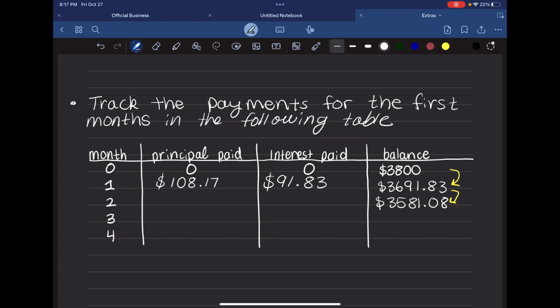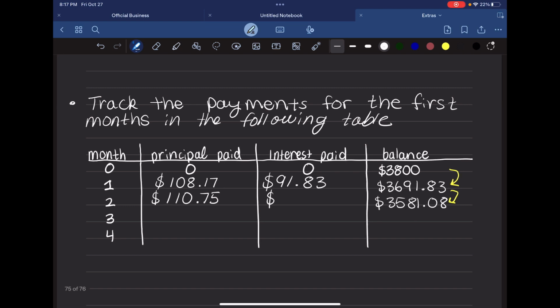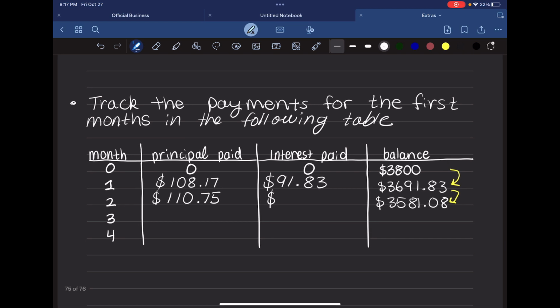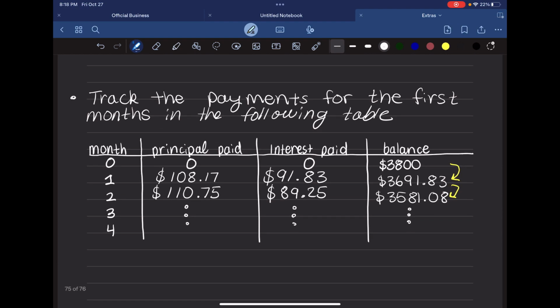So we get 110.75. And then the amount that we paid in interest that month is going to be the difference between that $110.75 and the $200 that I actually paid that month. Which is going to be $89.25. And we can continue filling this table out again and again for each of these. And you'll see tables like this on your homework as well.